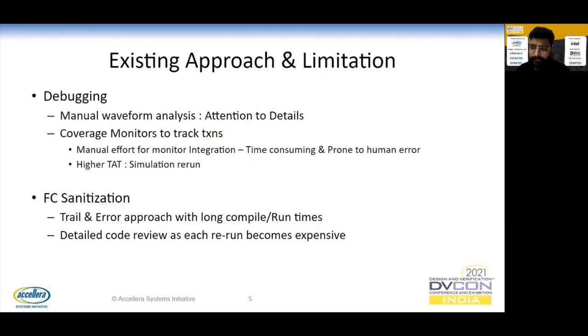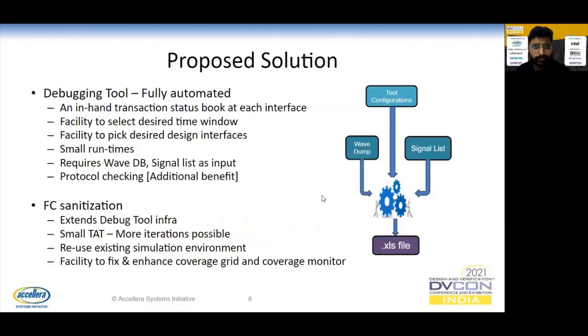coverage sanity. And now looking at the solution which we are proposing here, and which we have tested at our end, we have come up with a debugging tool which will generate an in-hand transaction status book containing information of all the transactions with specific timestamps from desired module interfaces. Having a transaction flow summary in a readable format makes life easy. Instead of digging into the waveform signals, we can check directly at which stage a transaction is breaking or getting stuck.